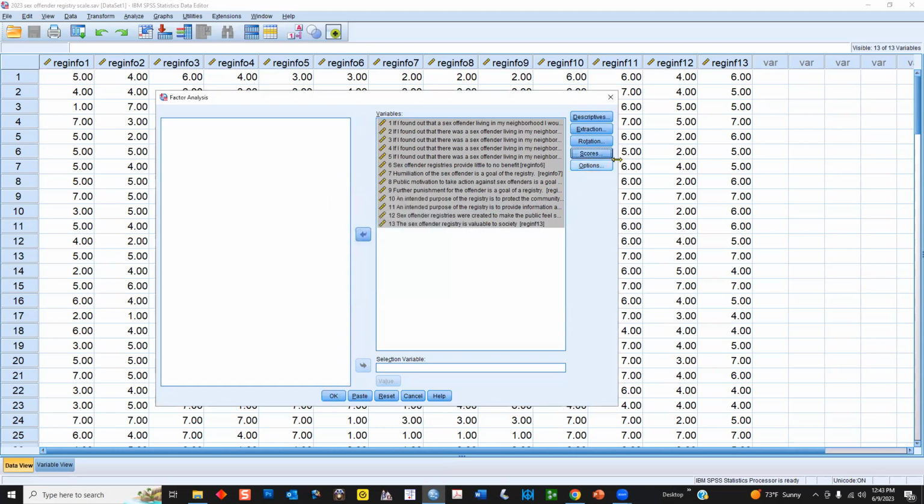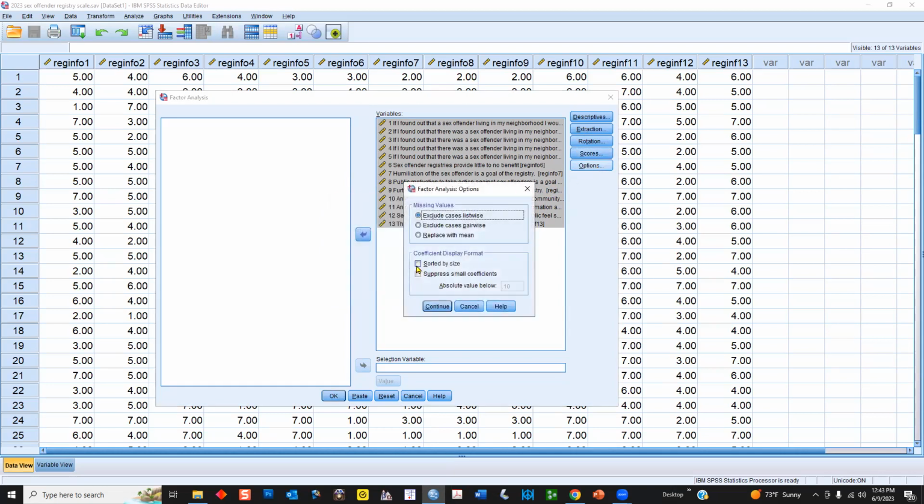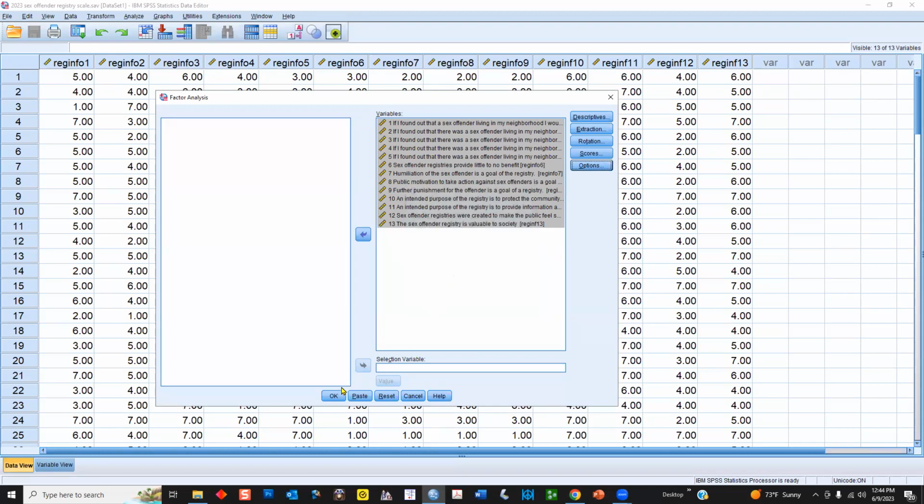I don't need anything here in scores, and in options, you want to check the sorted by size function, because when you look at the rotated factor structure, if you don't have this checked, it's going to have the items in sequence from 1 to 13 in their original sequence. But I'd much prefer to have a rotated factor structure table that shows the factor loadings in sequence by size, by order of magnitude. So you need to check this box. All right, so we hit continue, and now we're ready to go.